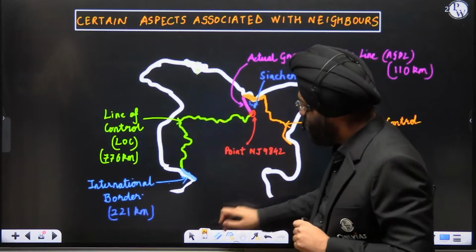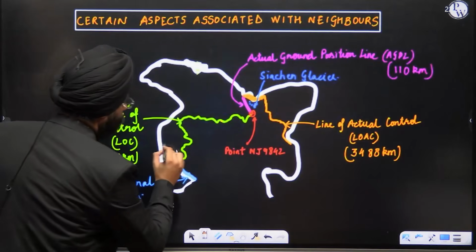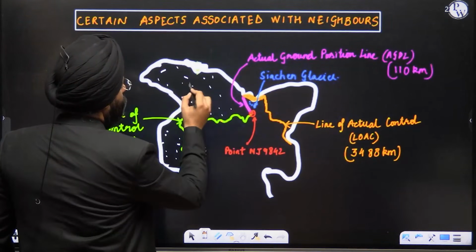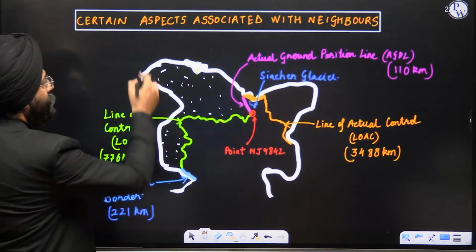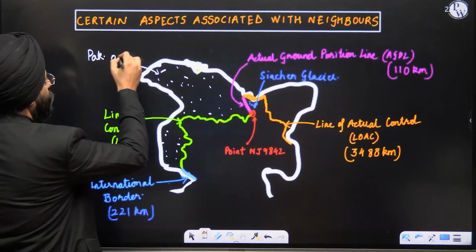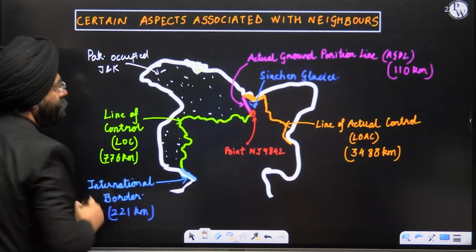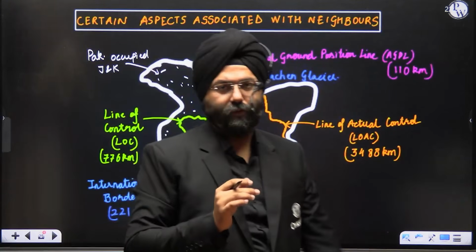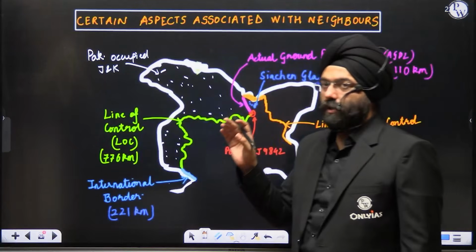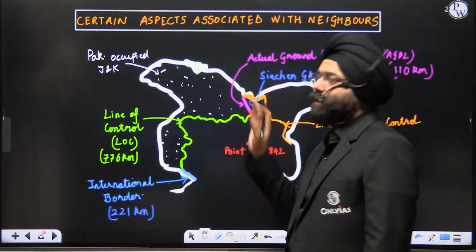Now, this particular part, please understand. This is Pak occupied Jammu and Kashmir. Pak occupied Jammu and Kashmir. Clear? Earlier, when we were studying the frontier lengths and what all neighborhood we have, we had studied those lengths. But now we also need to analyze these things also.